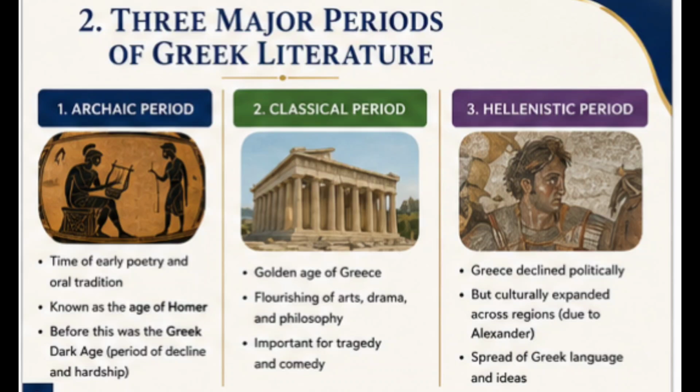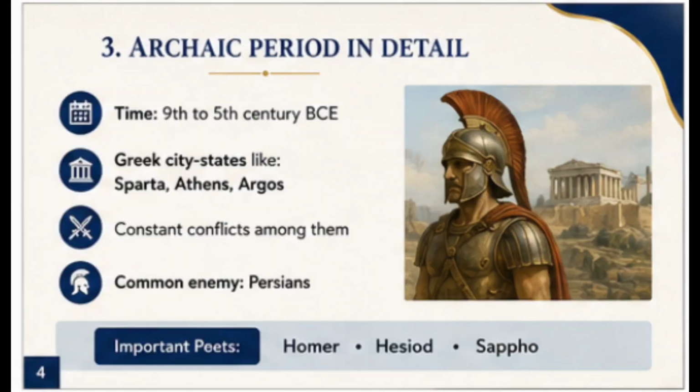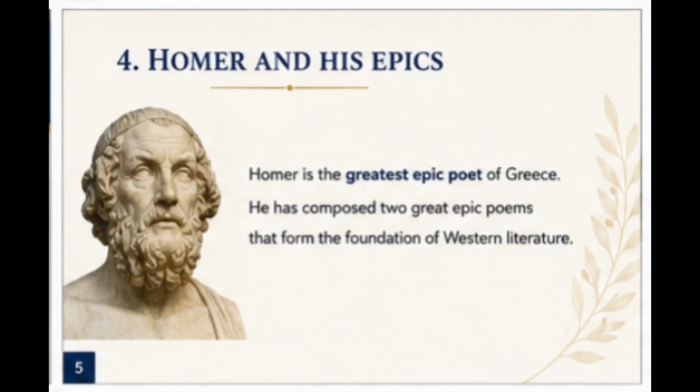Now let's see the Archaic period in detail. It's important for exam. Time period: 9th century to 5th century BCE. The city states, mainly the Greek city states like Sparta, Athens, and Argos, were constantly at war with one another, and Persians were the common enemy. And the important poets during this period were Homer, Hesiod, and Sappho. In this area, Homer is very important. So let's see more about Homer.